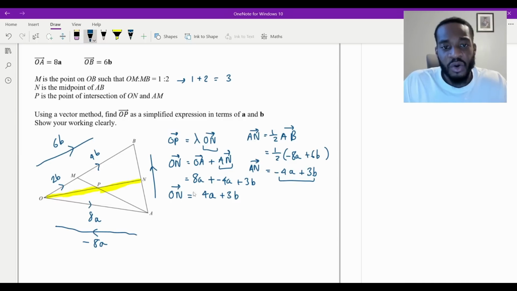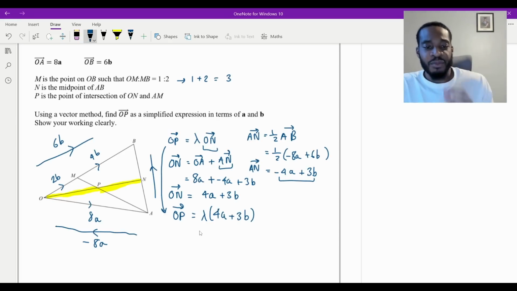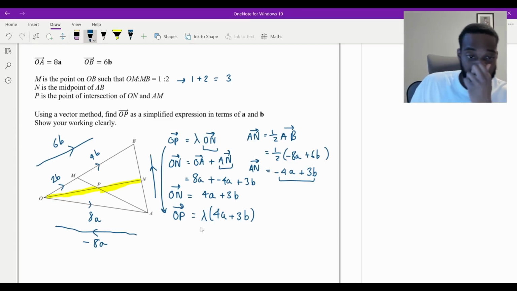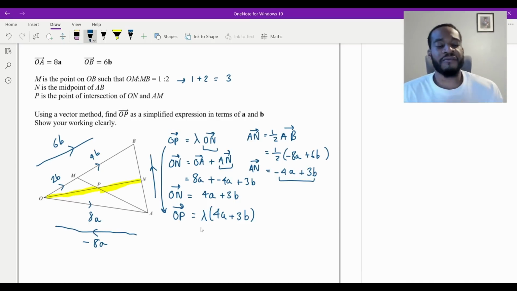Now that I've got this vector O to N, I can update my vector O to P, which is what I'm looking for. O to P is going to equal lambda, some constant that we're trying to find, of 4A plus 3B. So our job is to figure out what that lambda is, right? Once we know that, then we can just times it by the vector and see what actually the vector is. So now the question is, how do we find lambda?